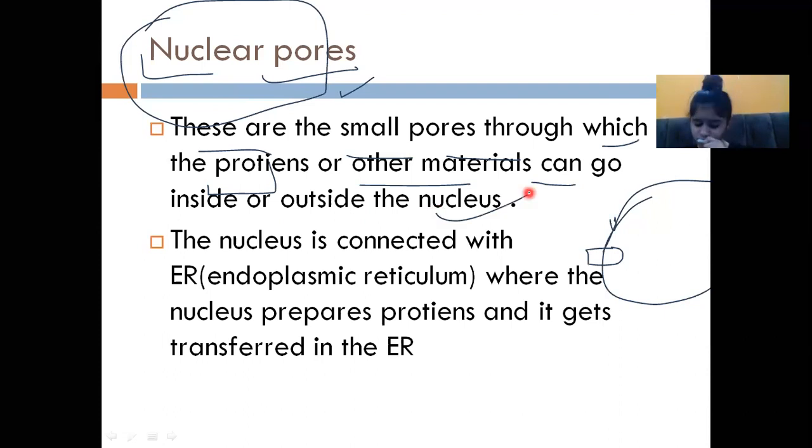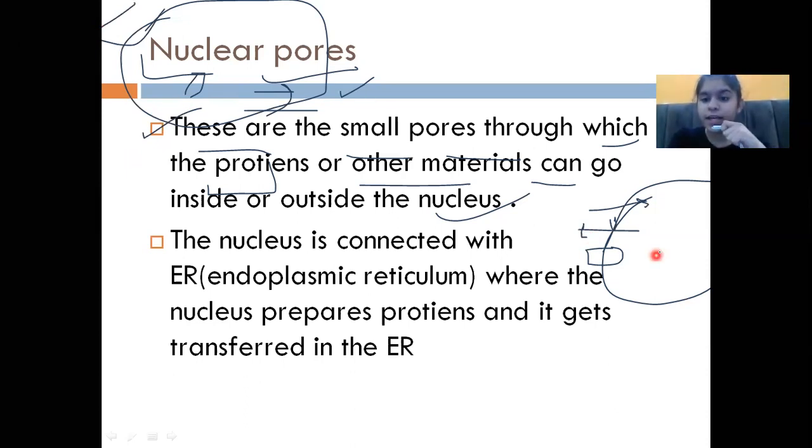Do you remember that we had studied about the plasma membrane, some videos ago or in my last video? We have studied about the plasma membrane and the cell membrane, right? In that we had studied that materials go in and materials go out of the cell. We have studied or not, everyone? Just quickly tell me. Yes, you have studied. In the same way, nuclear pores are for the same purpose. Protein can go in and out of the nucleus, right? The protein goes in and out of the nucleus.